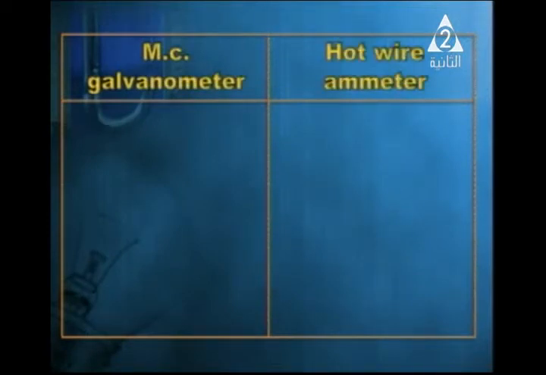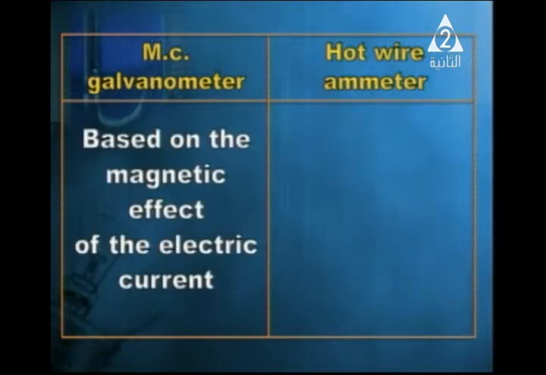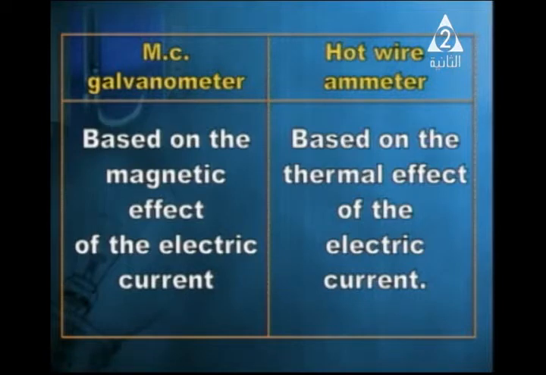And now we'll make a comparison between the moving coil galvanometer and the hot wire emitter. The first point of difference is the idea of each. The moving coil galvanometer is based on the magnetic effect of the electric current. Also, you can say it is based on magnetic torque, but the hot wire emitter is based on the thermal effect of the electric current.